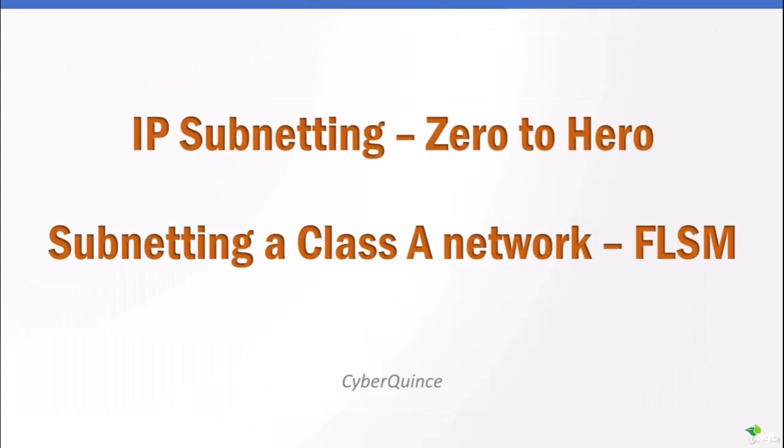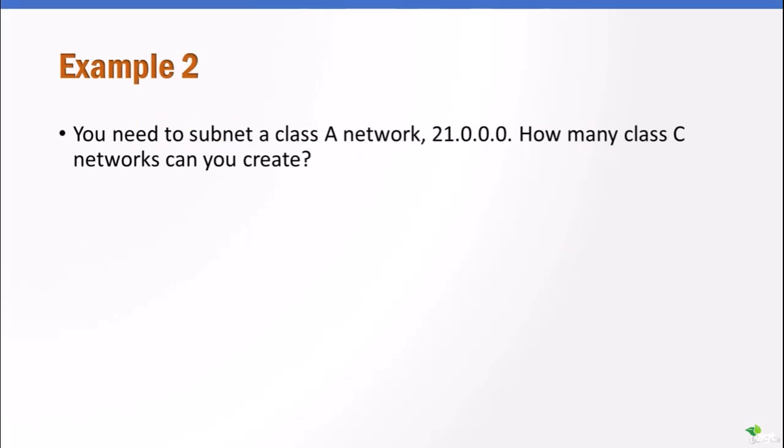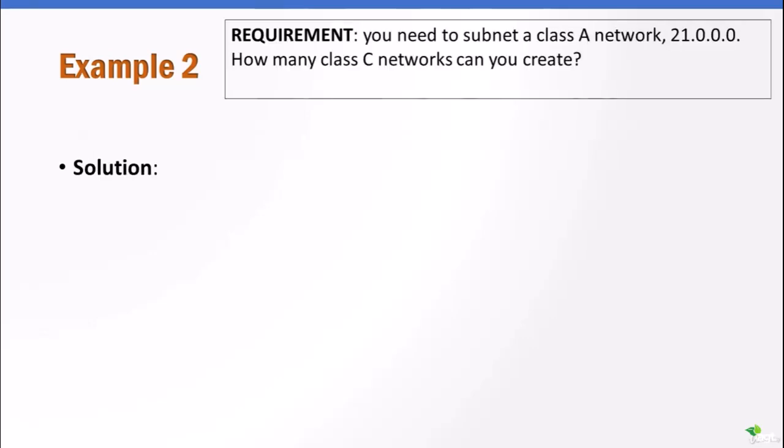Welcome to subnetting a Class A network using FLSM, example number 2. This time, we need to subnet a Class A network, 21.0.0.0, and the question is, how many Class C networks can we create? Right now, we have a network 21.0.0.0 where only the first octet represents the network portion.